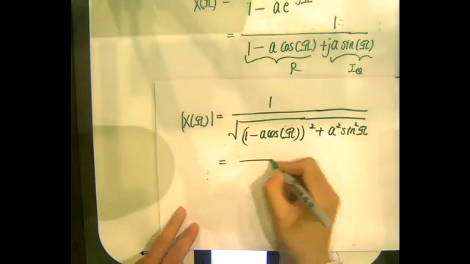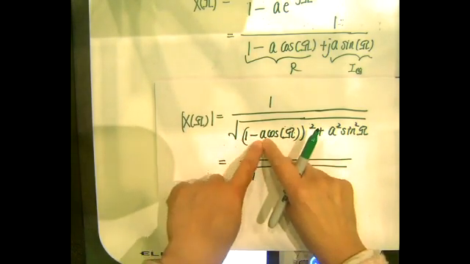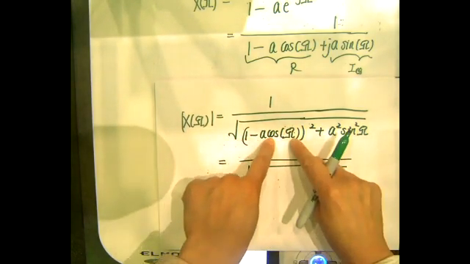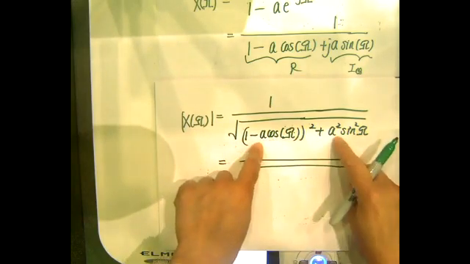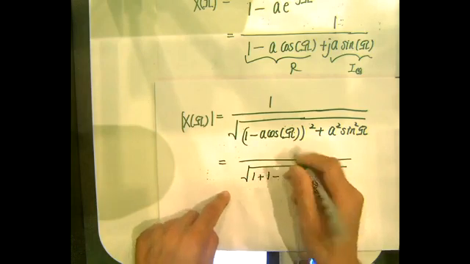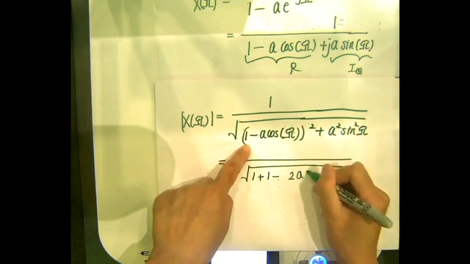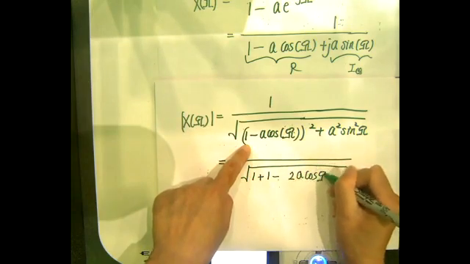squared plus A sine omega squared. That's a correct answer. If you give me this answer, I'll give you full marks. Of course, you can keep simplifying this one because I have 1 here. I have A squared cosine squared omega, and I have A squared sine squared omega. They are both positive. It will be another 1. And then I have this crossover term, 2 A cosine omega.